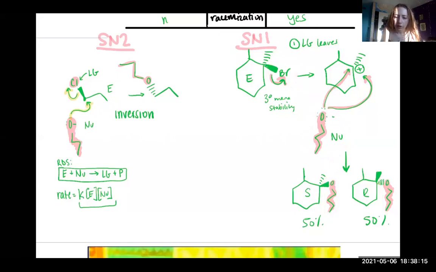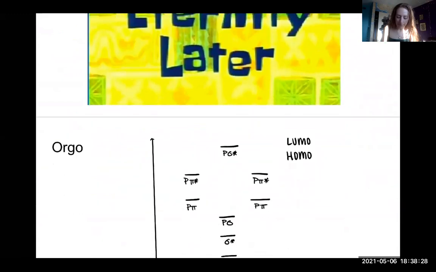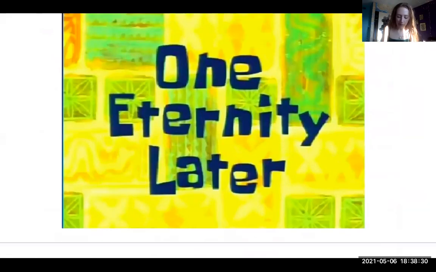I feel like having one lecture on molecular theory was not much, so I hope we aren't too, yeah. So you might be asked something like, what is the bond order? So nothing crazy. Okay. So one eternity later, right?